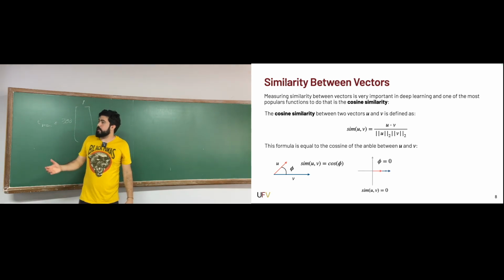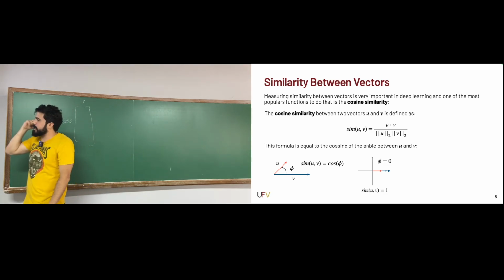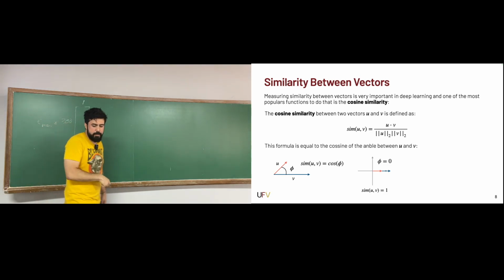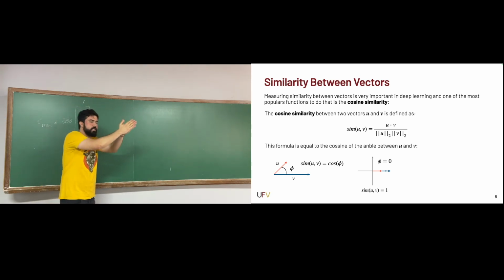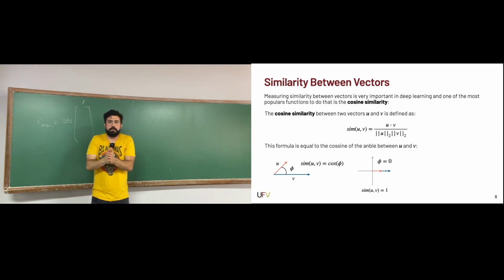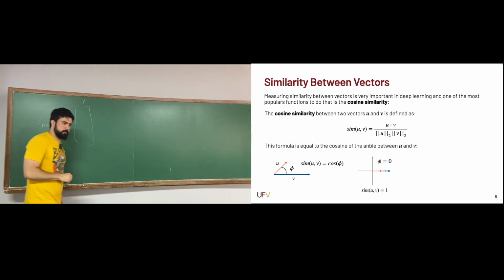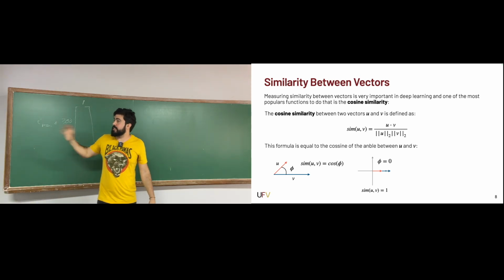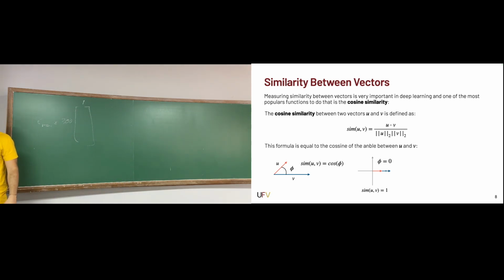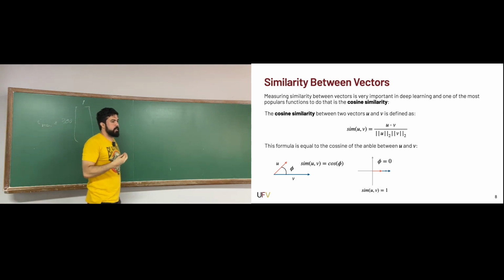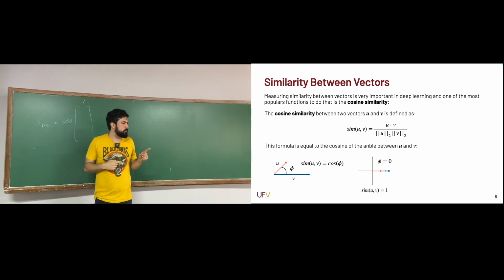Also from the cosine function, if the angle between these two vectors is 0, then their cosine is 1, so the similarity between them is 1. Think about this: if they're pointing in exactly the same direction, they're the same vector, and we have maximum similarity. Here we are disregarding the magnitudes of these vectors because we're normalizing them by their magnitudes. So this metric doesn't care about the magnitude of the vectors, only about the angle between them.